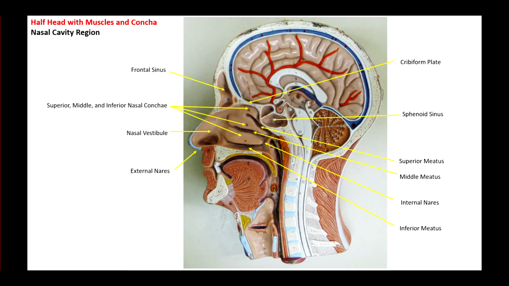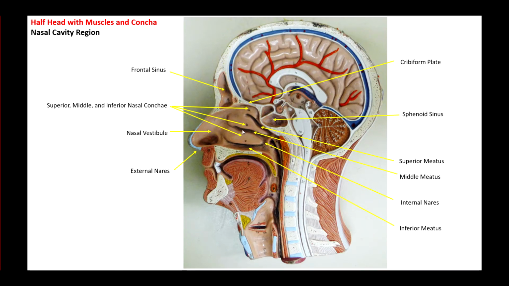The following is a short lesson overviewing the models for the respiratory system practical. So this is a sagittal head model that we use where we have everything labeled for the nasal cavity.